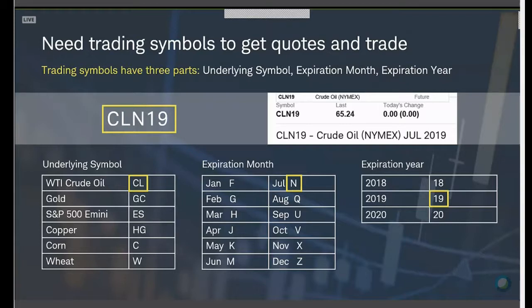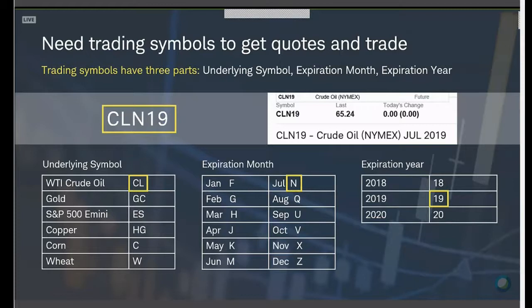But one thing about these letter codes is that they are pretty much industry standard. So no matter where you get your futures quotes from, or if you trade on another platform, pretty much all firms will use these particular letters to represent the 12 calendar months.